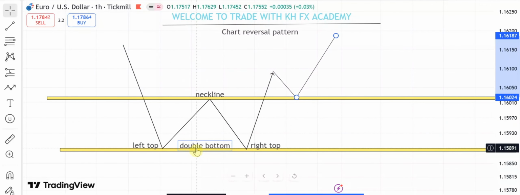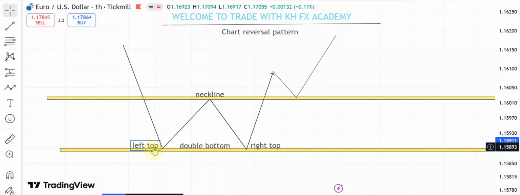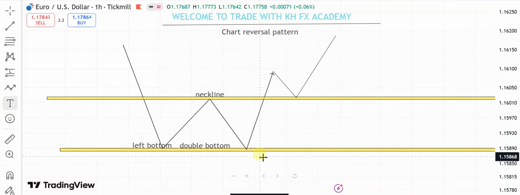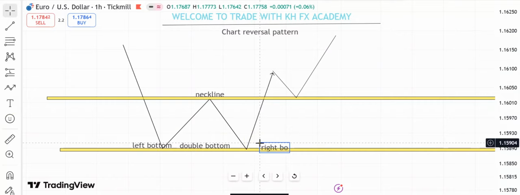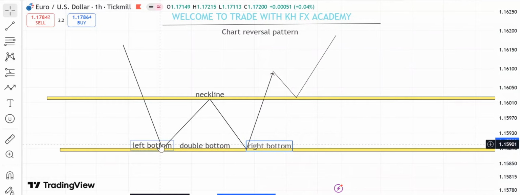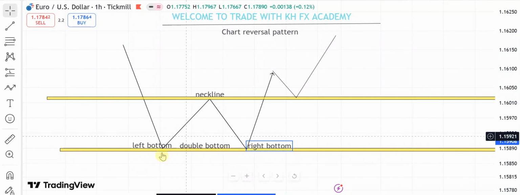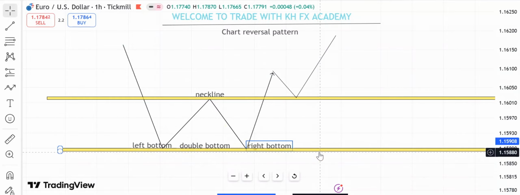Chart reversal pattern, double bottom, because this left top, what did I write? Sorry, I just saw this now. Left bottom and right bottom. This is left bottom and right bottom. Both of them are equal. So it means this resistance level is very, very significant.